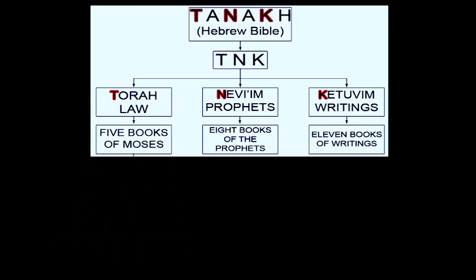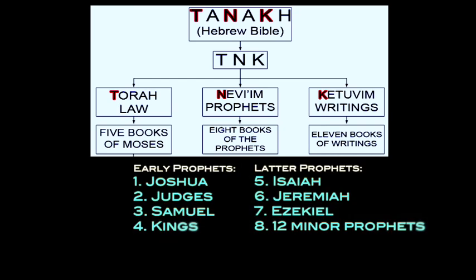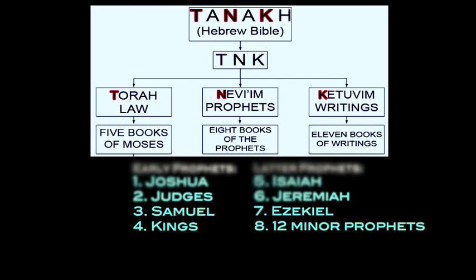But the second section is called the Nevi'im, and that's the prophets. It has 8 books: Joshua, Judges, Samuel, but by the way, Samuel is 2 books in our Bible. Kings, 2 books in our Bible. Isaiah, Jeremiah, Ezekiel, and the book of the 12 prophets, or what we call the minor prophets. We'll say more about this next week.